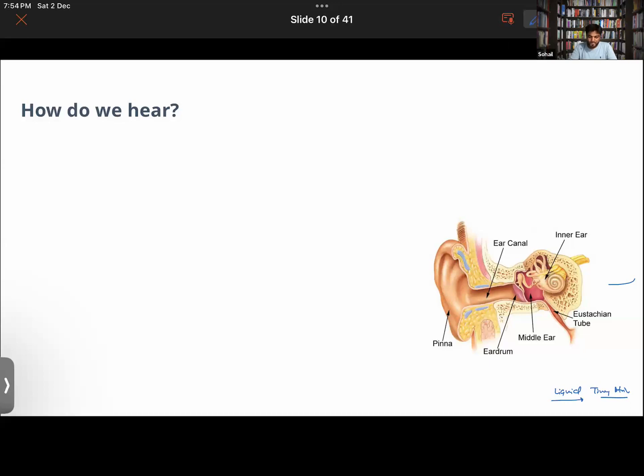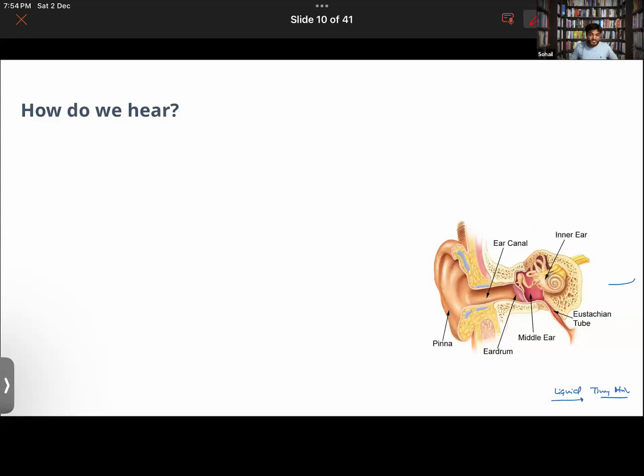Sir, in my school also, in the middle ear there are three parts, right? The hammer, anvil, and stirrup bones. There is an explanation, can you tell it to me? Sure. I just asked you guys whether you remember it or not. We are again going to discuss it.